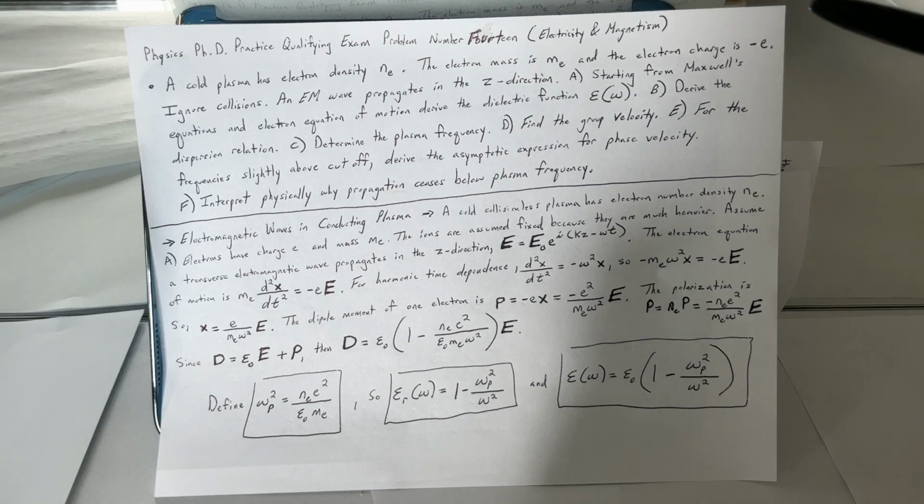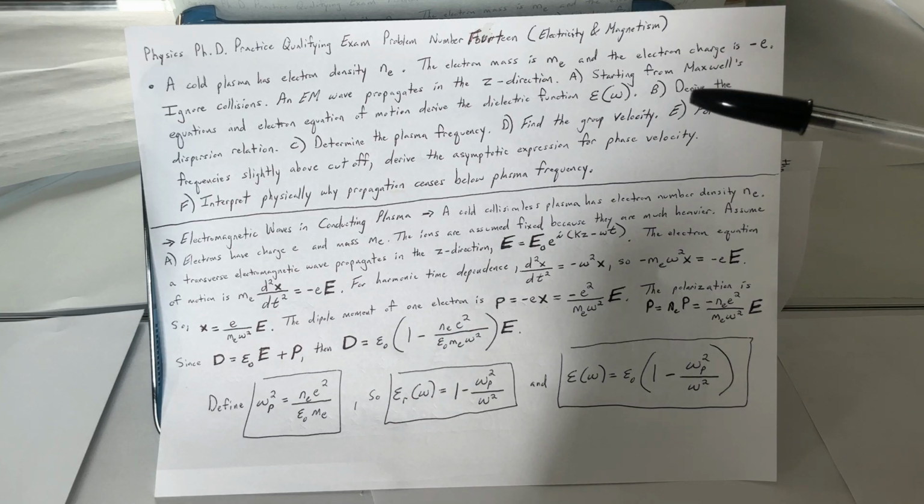Okay, part A. Starting from Maxwell's equations and the electron equation of motion, derive the dielectric function epsilon of omega. Part B, derive the dispersion relation. Part C, determine the plasma frequency. Part D, find the group velocity. Part E, for frequency slightly above cutoff, derive the asymptotic expression for phase velocity. And Part F, interpret physically why propagation ceases below plasma frequency.